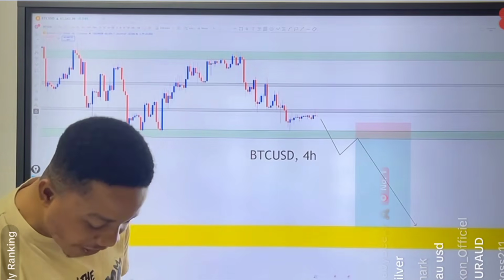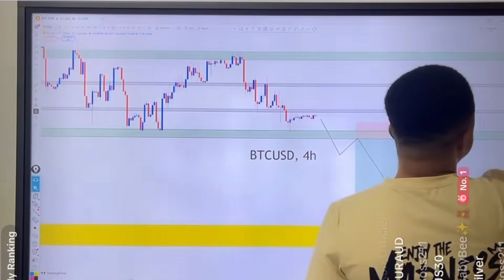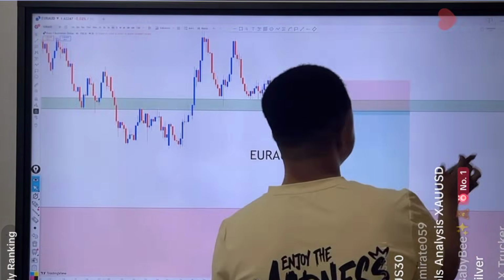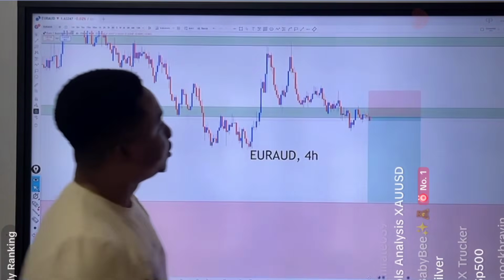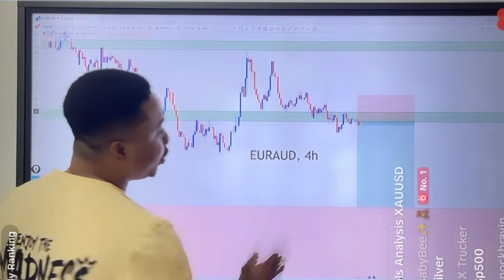I'm seeing the EUR AUD and the EUR NZD. So EUR AUD and EUR NZD will be up next. Let's break them down. This is the EUR AUD. Let's start. EUR AUD, we are looking for a selling opportunity. Why do we want to sell?